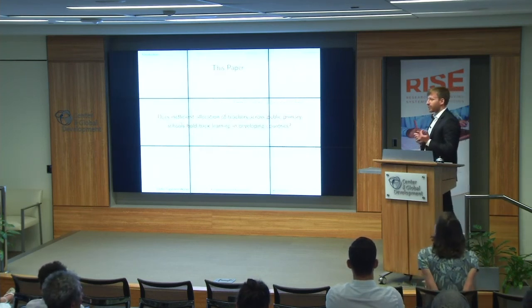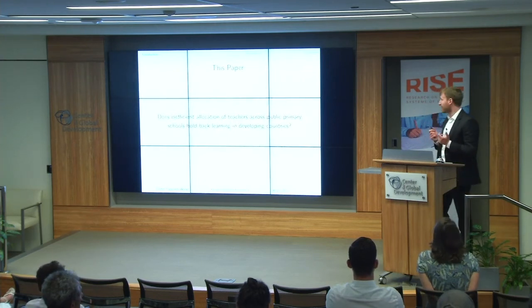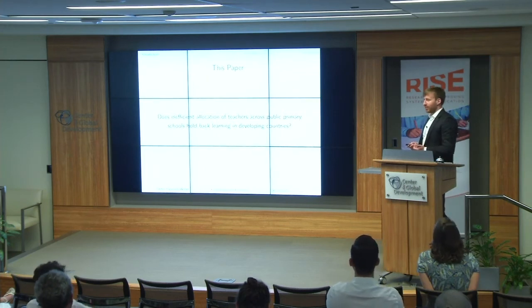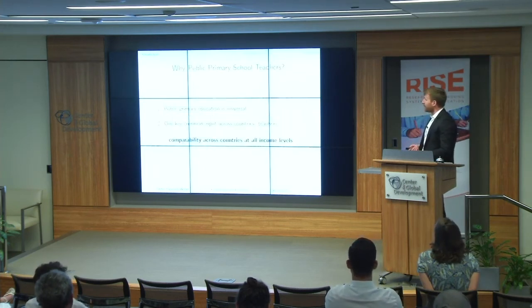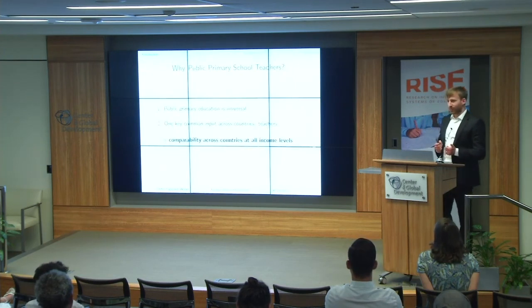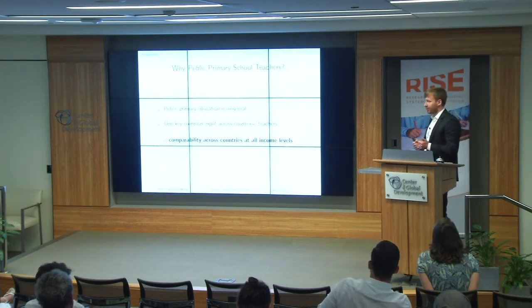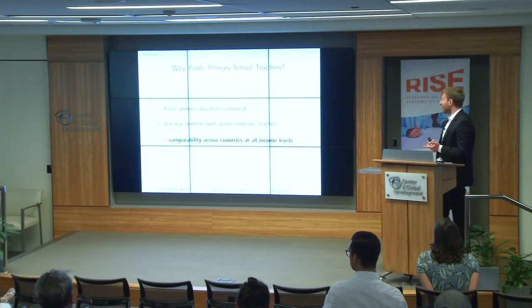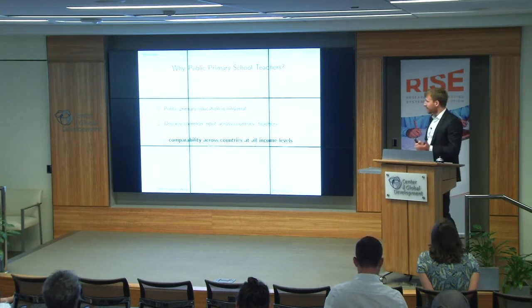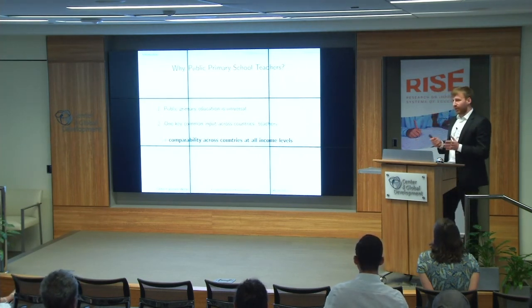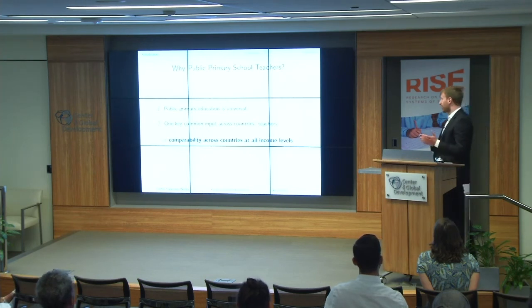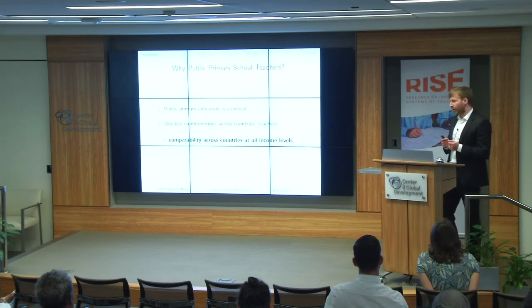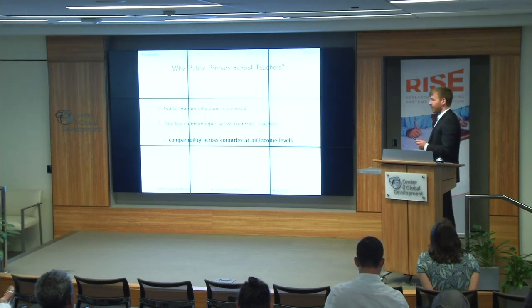In this paper, I ask more specifically whether inefficient allocation of teachers across public primary schools holds back learning in developing countries. Why do I focus on public primary school teachers? Mainly for 2 reasons. Public primary education is universal. It's basically free, compulsory, and very largely public everywhere. And secondly, there's one key common input into primary education across all countries, and that is teachers. So this allows me to compare the allocation of teachers across schools between countries of all income levels.